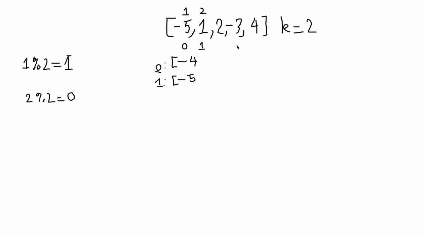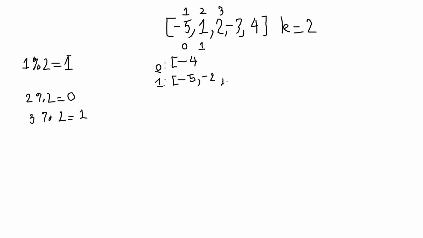Next we jump here, that is index 3, and our prefix sum is -5 plus 1 plus 2, so that is -2, right? And because 3 modulo 2 is 1, we keep adding one element here. That is -5 plus 1 plus 2, which is -2, right?